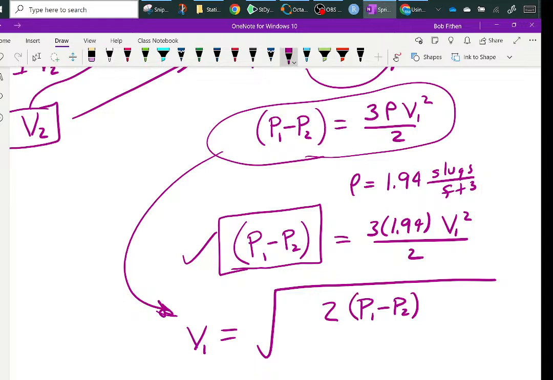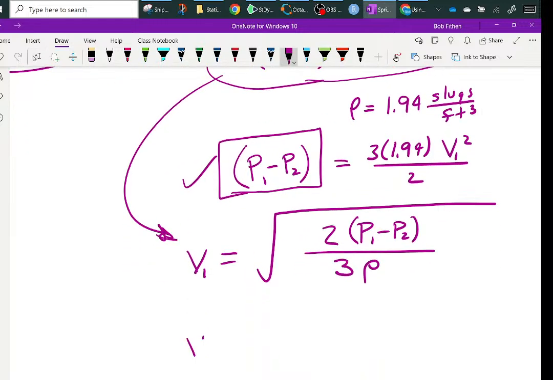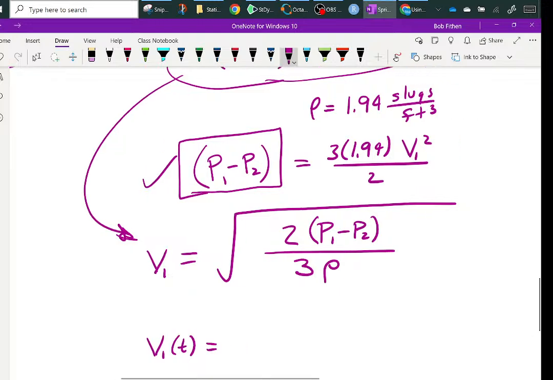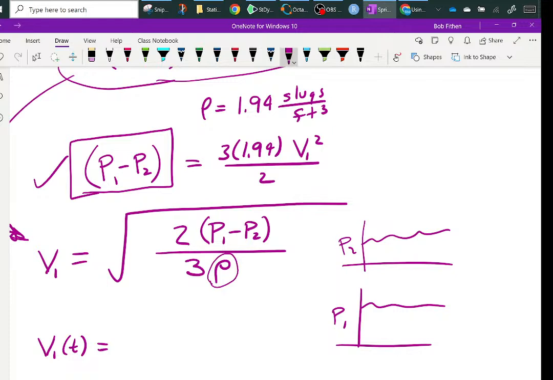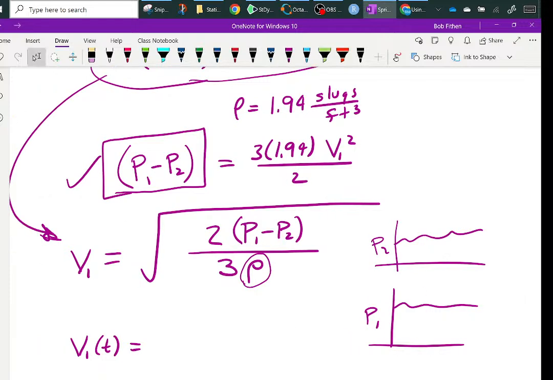I was going to say delta P, but about 3 times the density. Now, if I do this, for me, I could get this as a function of time just by going in. If I had a strip chart of P1 and P2, it's easy to put these in variables and subtract them, multiply by 2, divide by 3, and then put in the density of air. So you can basically get that.